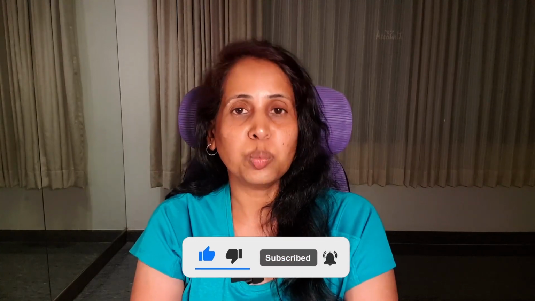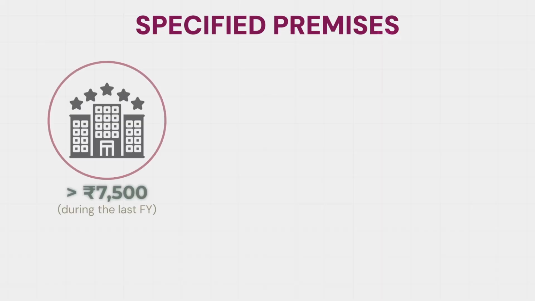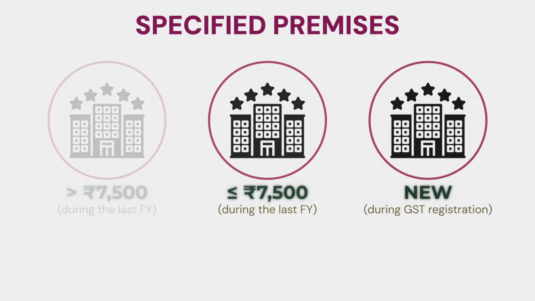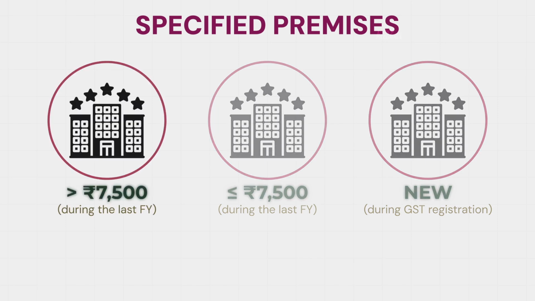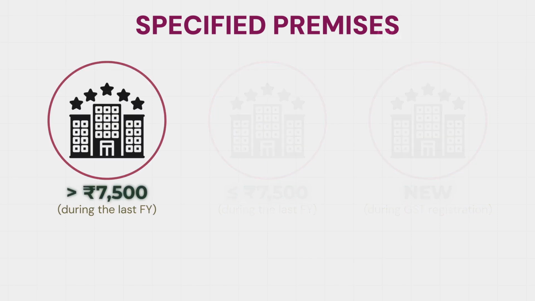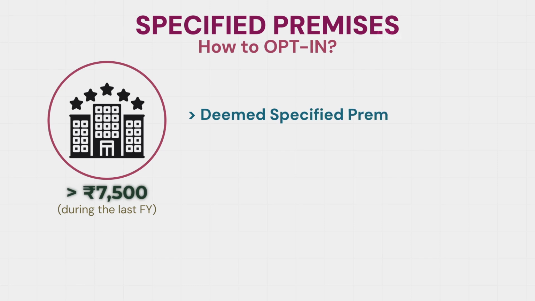And the next question would be, being a hotel, if you want to choose to be specified premises, or rather if you want to opt in to be specified premises, then what do you have to do? This depends on the category of specified premises you fall in. First, we have hotels having room tariff more than 7.5k during the preceding financial year. Such hotels would be automatically considered as specified premises. You don't have to specifically do anything to opt in.